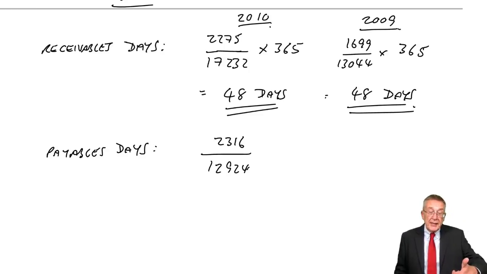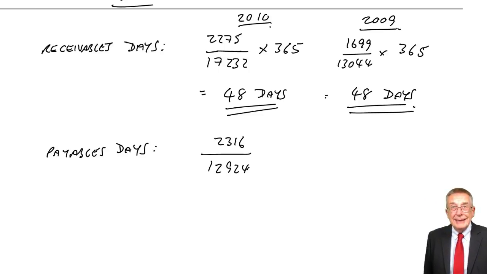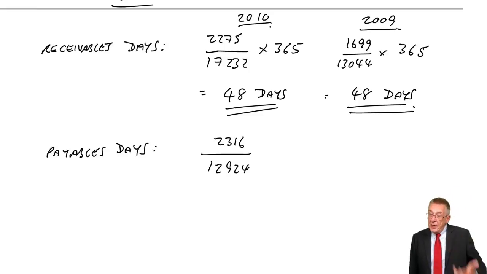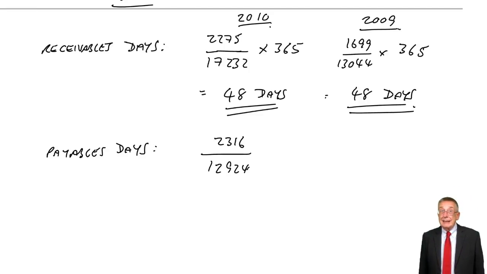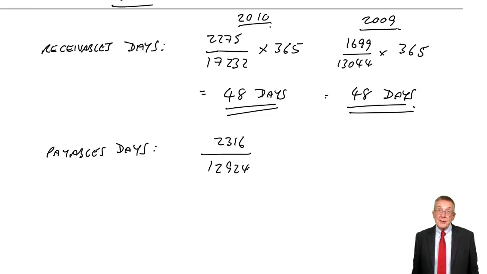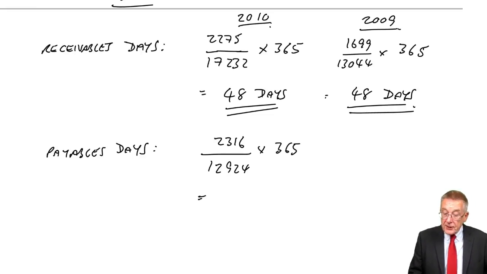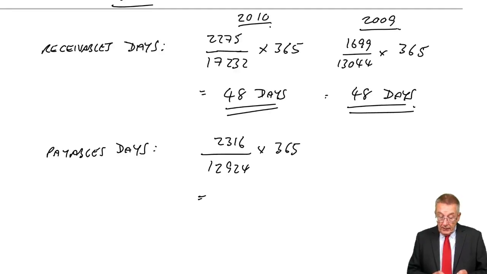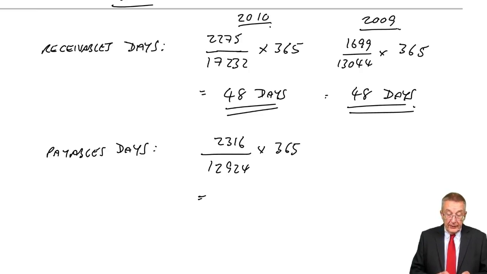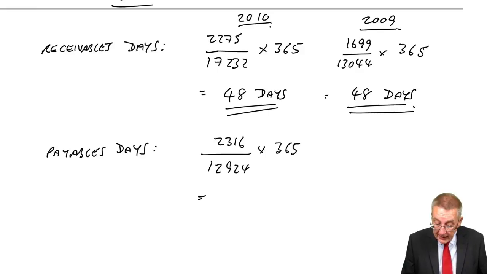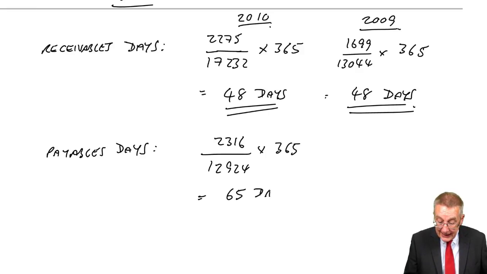So as I say, if you know credit purchases, use that. If you're simply told purchases, use that. If you're told none of it, you have to use cost of sales. But anyway, for the same reasons as receivables, it's that proportion of 365. Where are we? 2316 divided by 12924 times 365. I get 65 days.